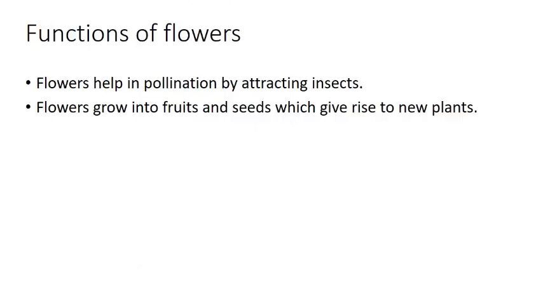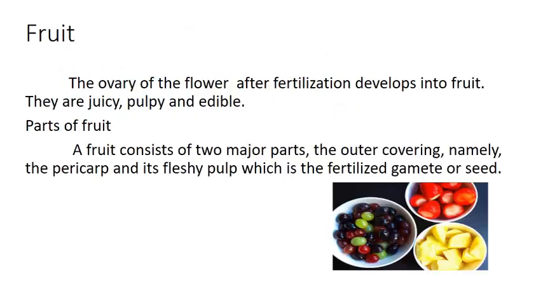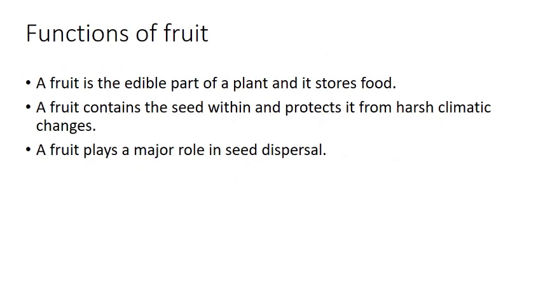Functions of flower. Flower helps in pollination by attracting insects. Flowers grow into fruits and seeds which give rise to new plants. Fruit. The ovary of the flower after fertilization develops into fruit. They are juicy, pulpy, and edible. A fruit consists of two major parts, the outer covering, namely the pericarp, and its fleshy pulp, and the fertilized gamete or seed.